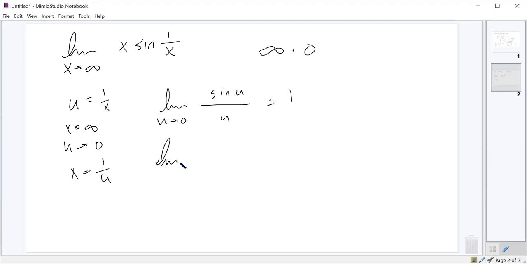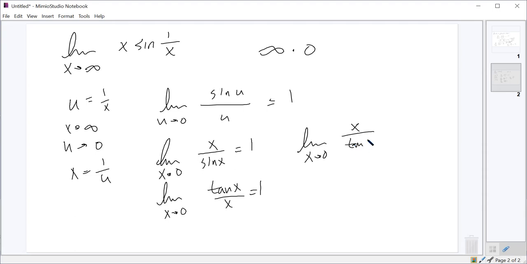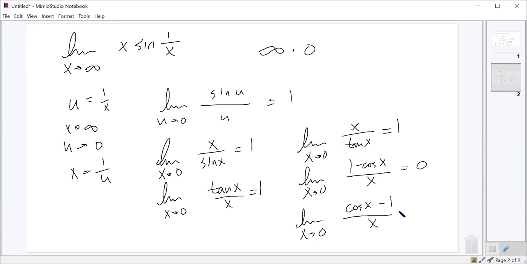Some of the other special ones that you should know, right? Limit as x approaches 0 of x over sine x, also 1. Limit as x approaches 0 of tangent x over x, also 1. Limit as x approaches 0 of x over tangent x, also 1. Limit as x approaches 0 of 1 minus cosine x over x is 0. And same with cosine x minus 1. All of those can pretty easily be done using L'Hopital's rule, but these are just known limits, so you don't need to use L'Hopital's rule on them if you don't want to.